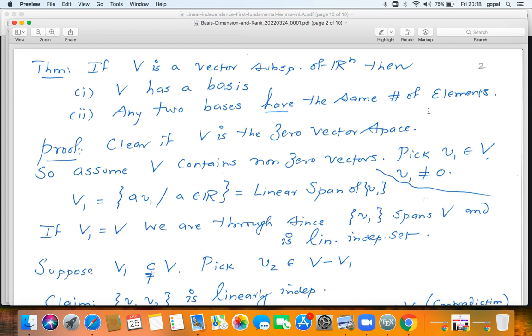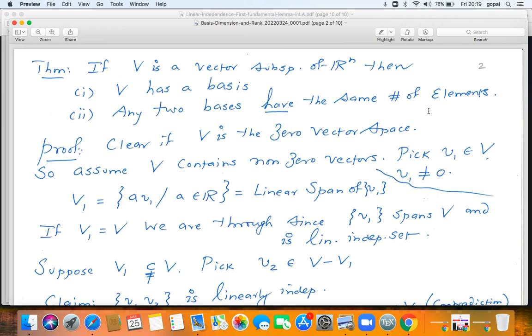So take such a non-zero vector v1. The singleton {v1} is linearly independent because v1 is a non-zero vector, and so if a1 v1 happens to be 0, then compulsorily a1 must be 0. Now, you take the linear span of v1. You take all multiples of v1, that is, the set of all a v1 such that a varies over all the real numbers. And you call this capital V1.